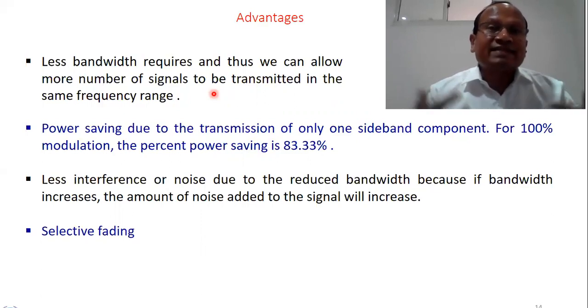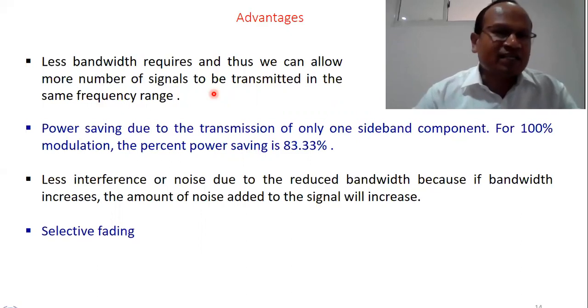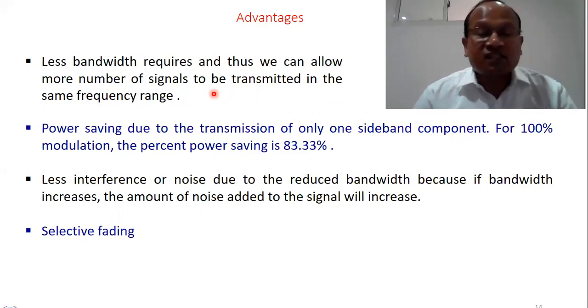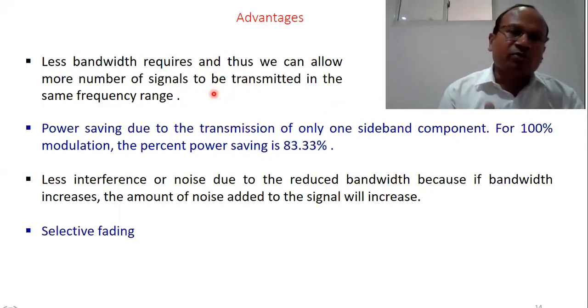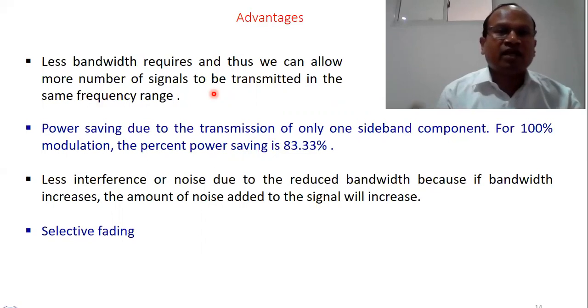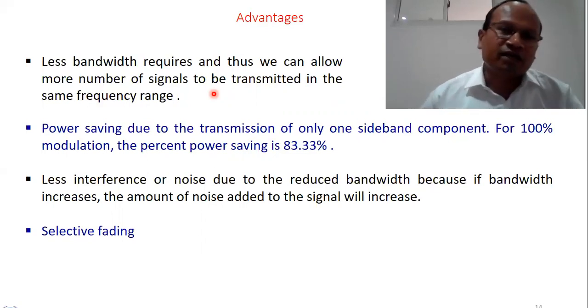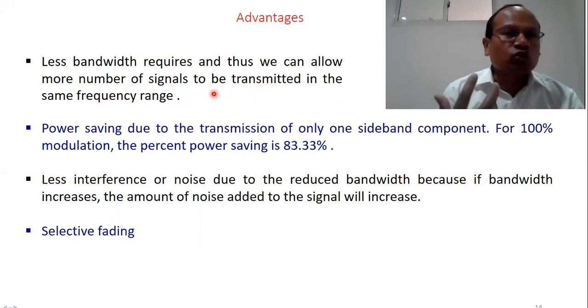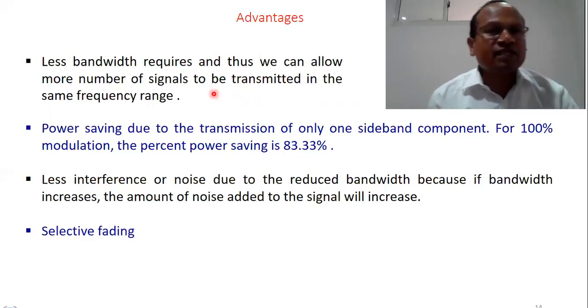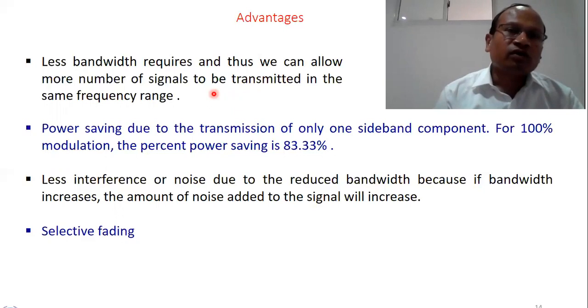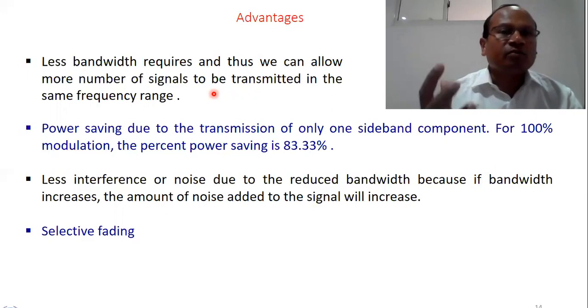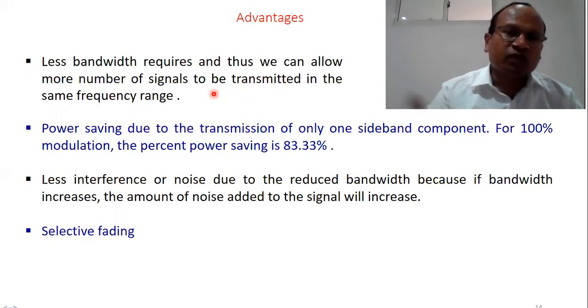So if we can save bandwidth in communication, bandwidth is a costly matter. Bandwidth is an expensive affair. So when we can save bandwidth, we can use that bandwidth to accommodate more signals. By reducing the bandwidth, the bandwidth required is less. So there is bandwidth saving, thereby allowing more number of signals to be accommodated and transmitted.